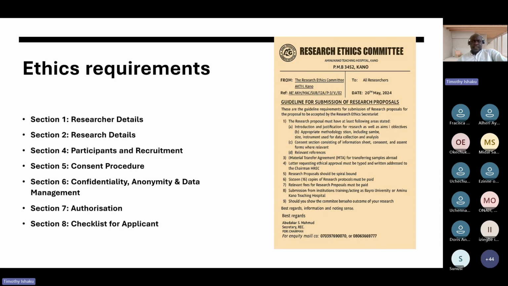Why does ethics matter? That's the next bit I'm thinking. It matters because I believe ethics protects participants from harm, because the panel will be looking at whether you can justifiably demonstrate that. So if you have not, they will bring to your attention things to consider.